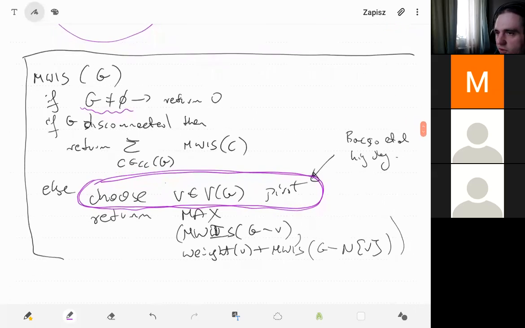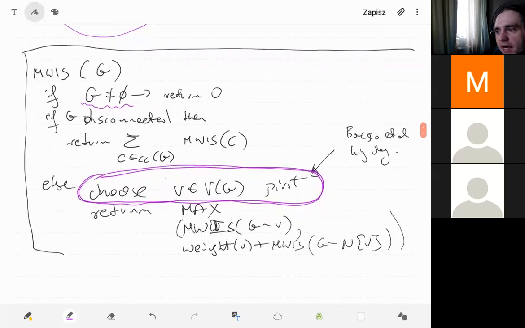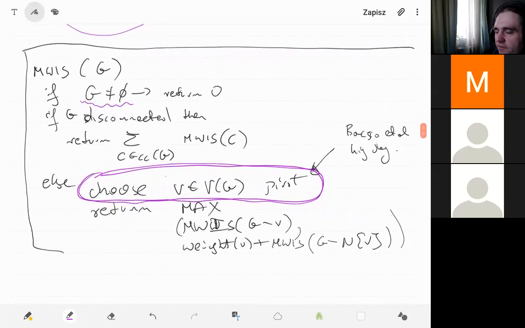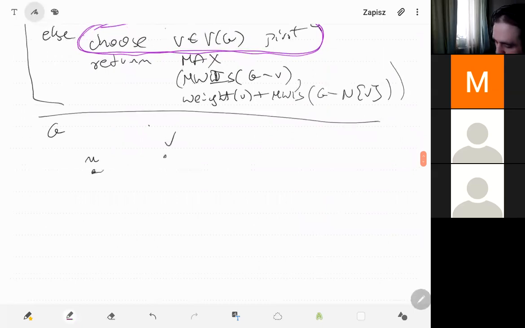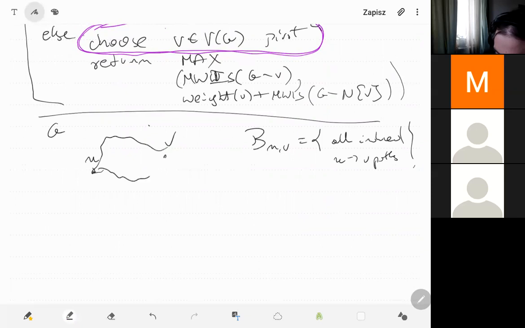So I'm going to show a quasi-polynomial-time algorithm. The key idea is to have a very special way of measuring the progress. Let's look at two vertices in the graph, U and V, and we define B_UV to be the family of all induced UV paths. There are some induced paths between U and V. I will call this family the bucket.